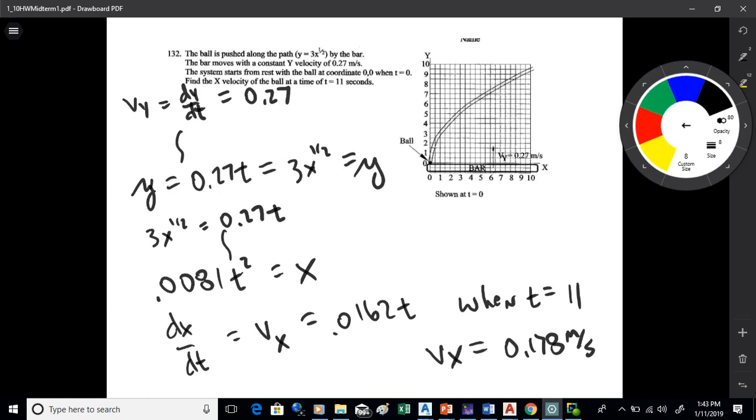Doing all right with that? Sorry, where did the 0.0162 come from? I'm just taking the derivative of the 0.0081 t squared, so that's how I'm getting to that, just doing a derivative. Okay. Other questions?